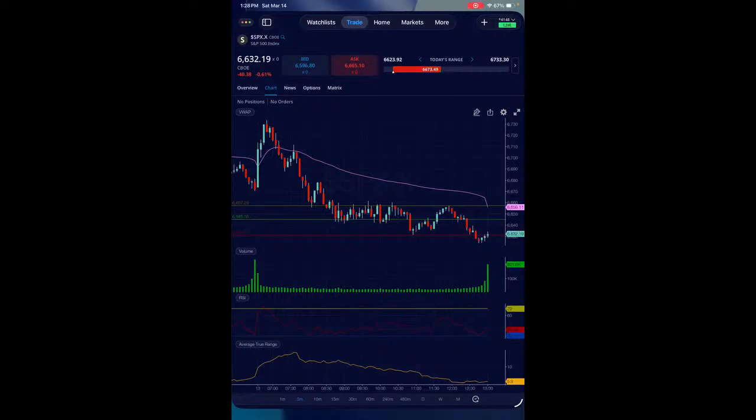All right, so we have the pink line up here. I can move it a little bit for everybody to see. So we've got this pink line. My VWAP is pink.